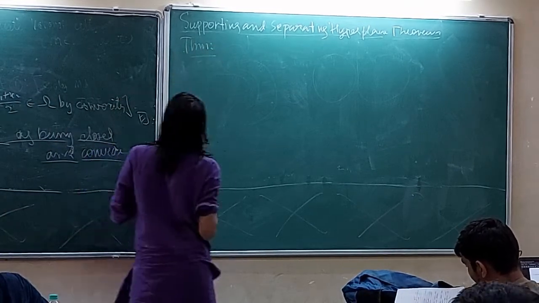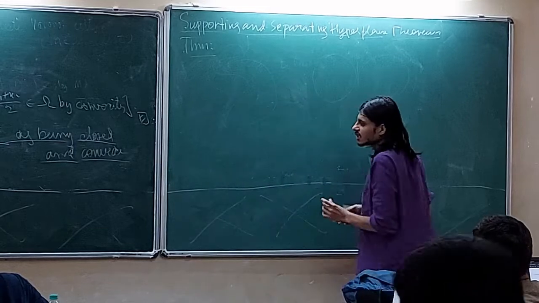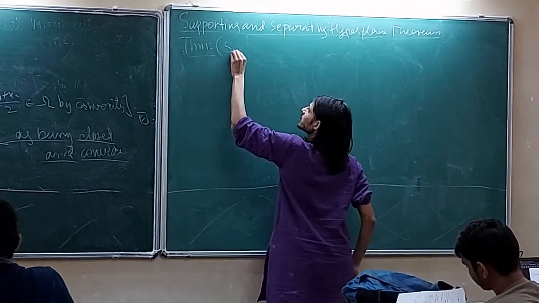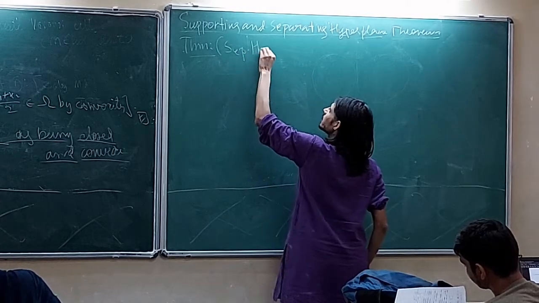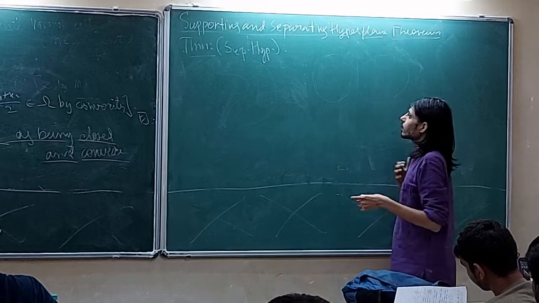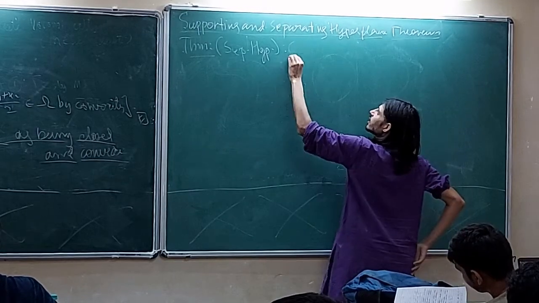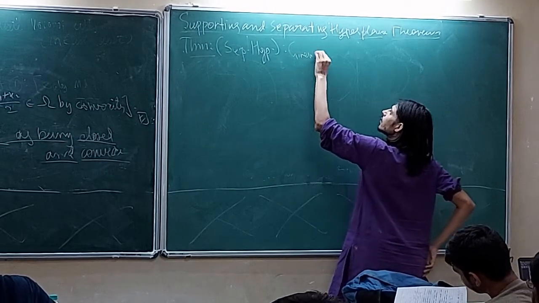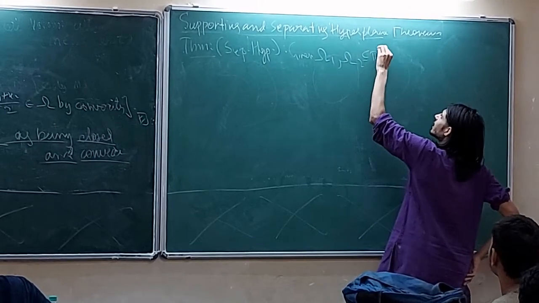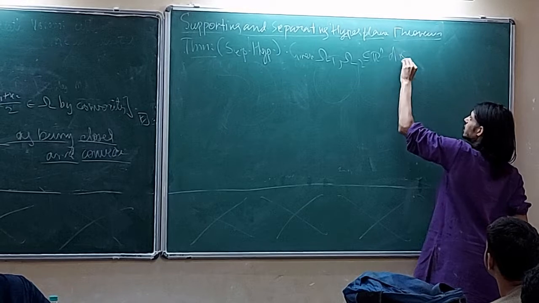It isn't exactly a corollary, but it's nearest neighbor plus 5-6 lines of code. So here, separating one. There's another one called supporting, which I'll just give you an idea of how this works. I won't explain this. So given omega 1, omega 2, subsets of Rn, disjoint.